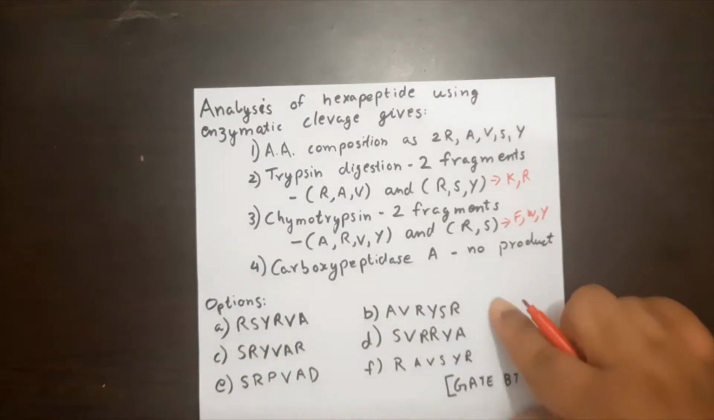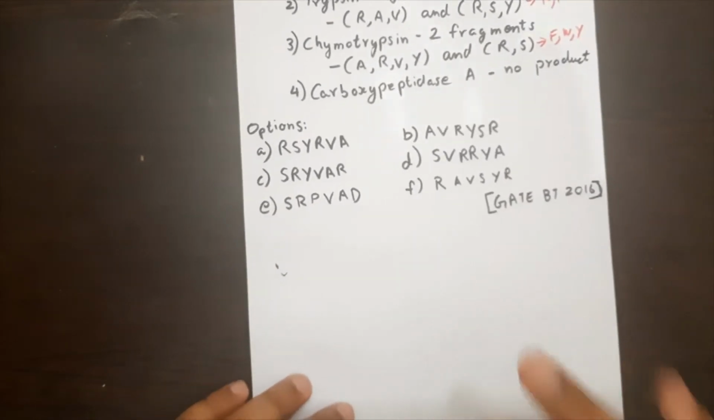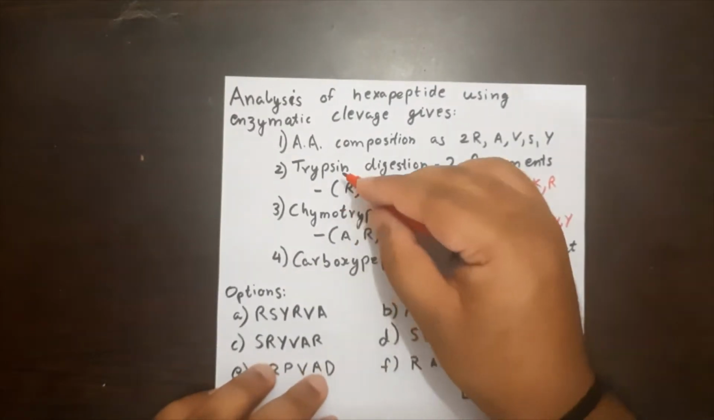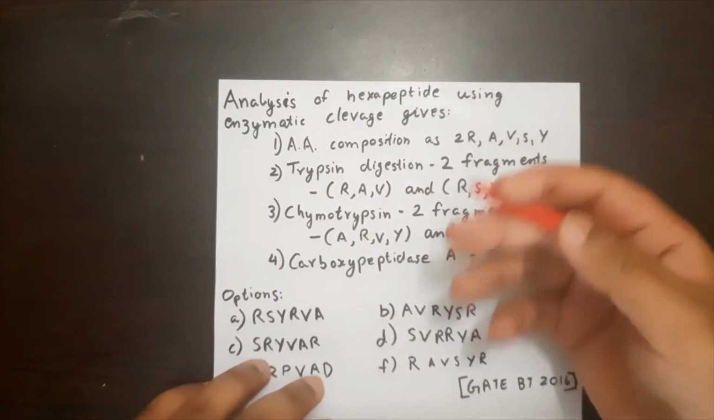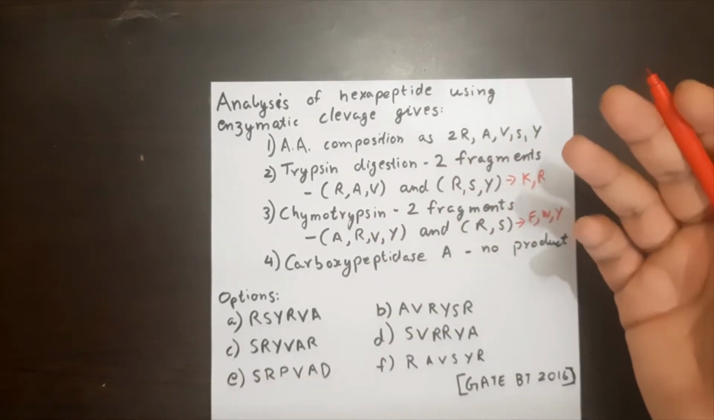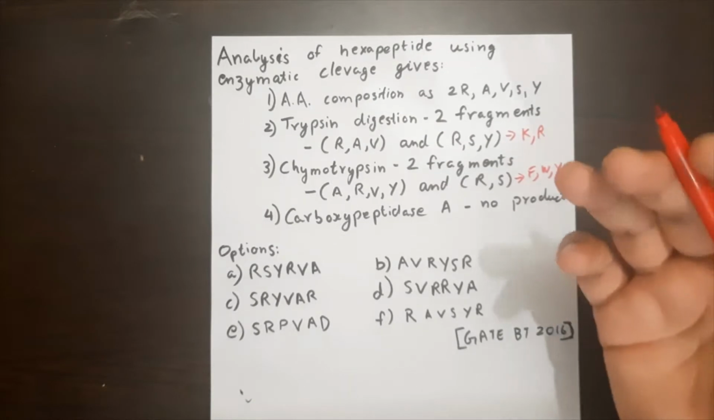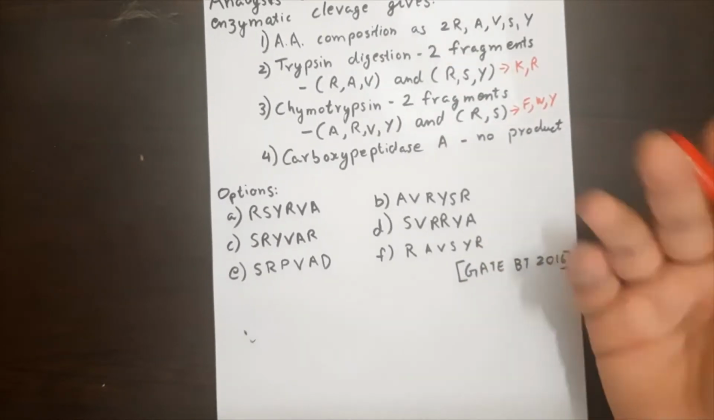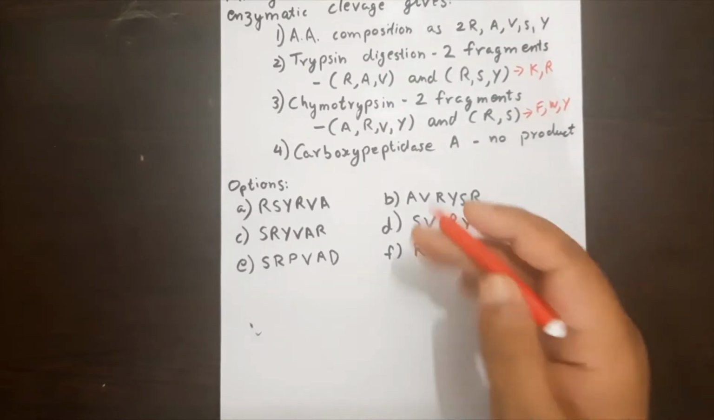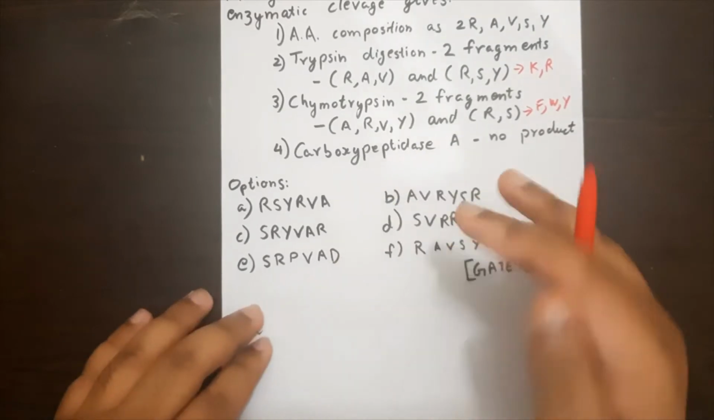Now, there's something important to know. Trypsin and chymotrypsin and all the other enzymes, and also cyanogen bromide, which is a chemical reagent, are endopeptidases. There is something known as carboxypeptidase.